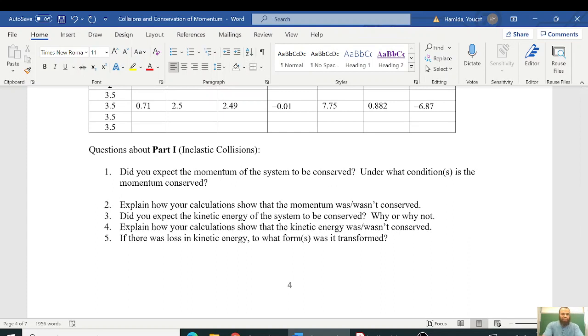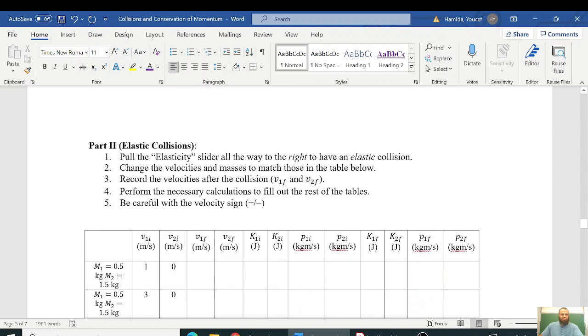I will put backspace and maybe use a different color to answer your question. Maybe this one. Was momentum conserved? Yes, it was conserved. Use complete sentences. Yes, momentum was conserved, and so on. Okay. The next one will be elastic collisions.